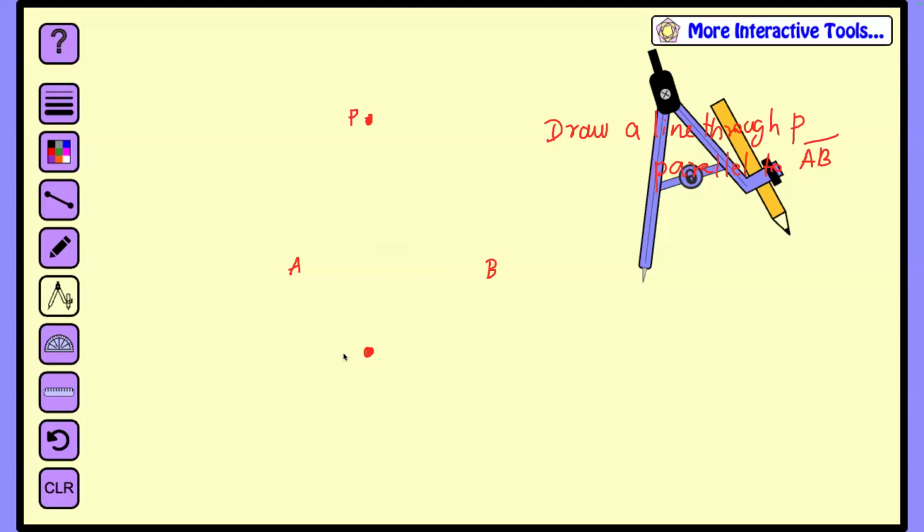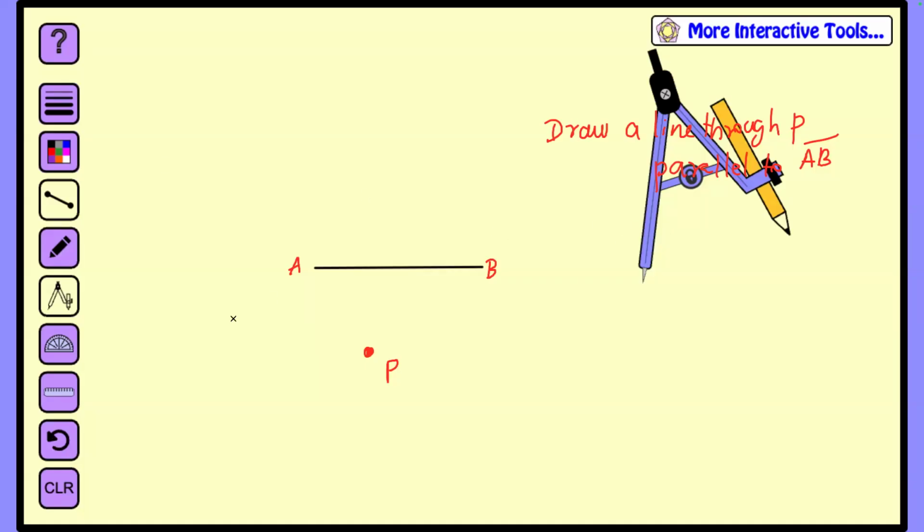Okay, so let's say we have to draw a line. This is our line segment AB. What we want is to draw a line through P. This is my point P. Why am I keeping the point P down? On top as well I can keep. I cannot draw arcs properly with the compass online. That's why I'm keeping the point down.